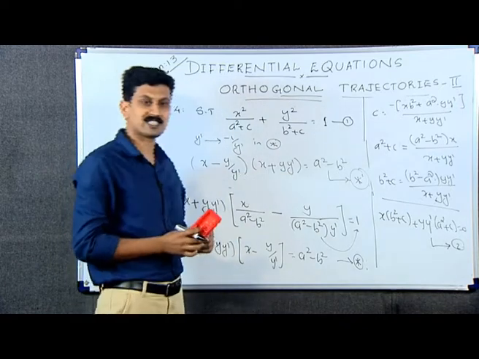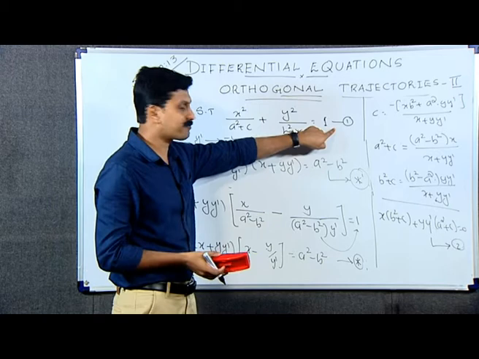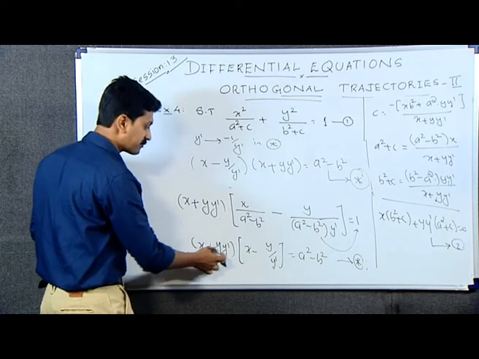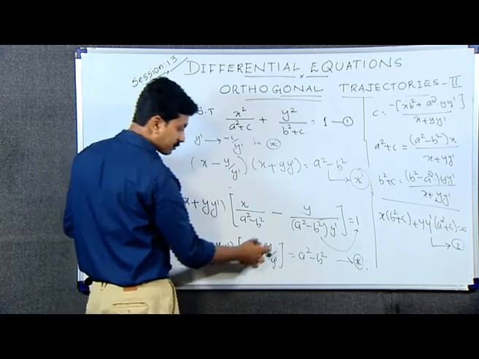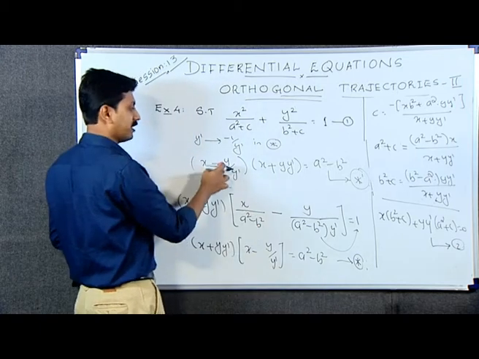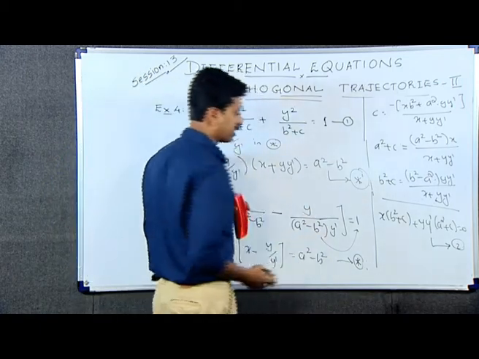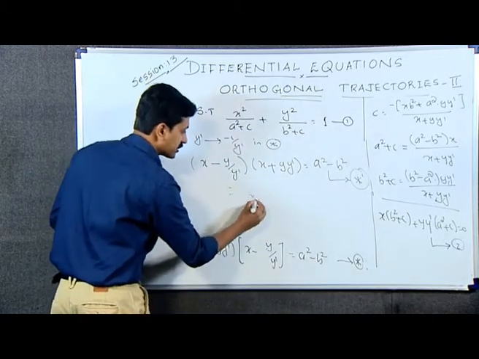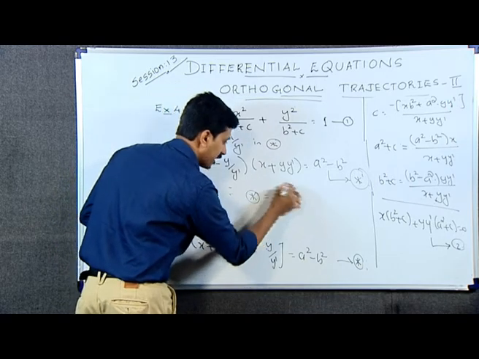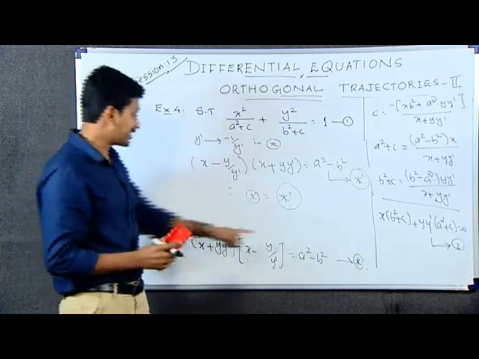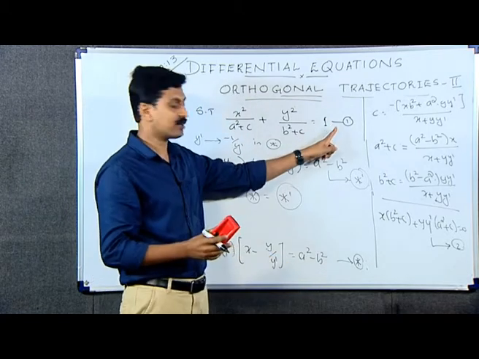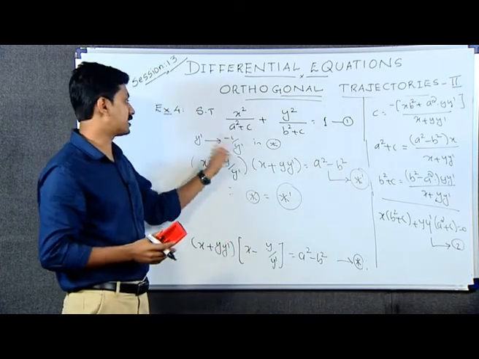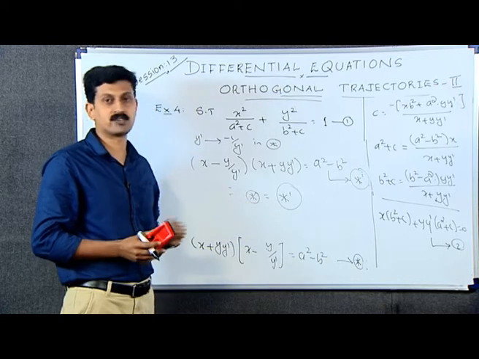Compare star and star dash. See, star we derived from 1, the collection of all ellipses, and here x plus y dash is there on the left side, that is also here, and x minus y divided by y dash is there, that is also here, and as well on the right side a square minus b square is there. So, actually the fact is that star is equal to star dash, and star is a differential equation derived from 1, and this is a differential equation we have got by replacing y dash as minus 1 by y dash. Both the differential equations are the same.